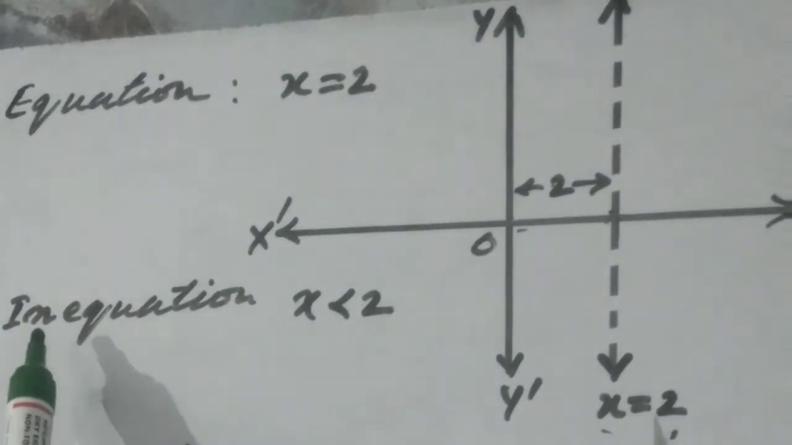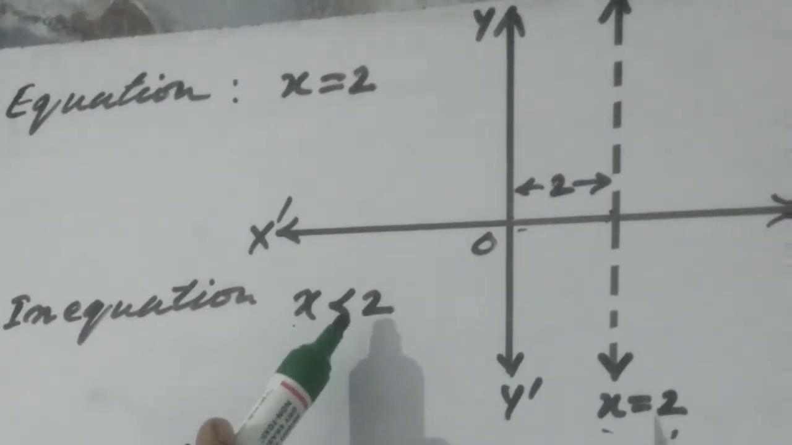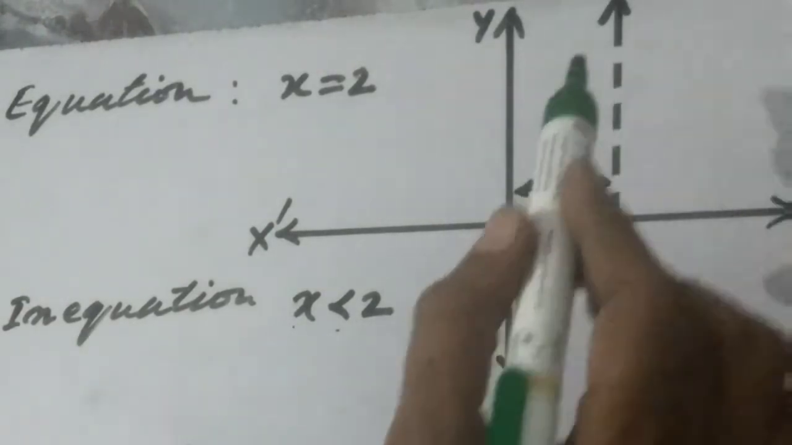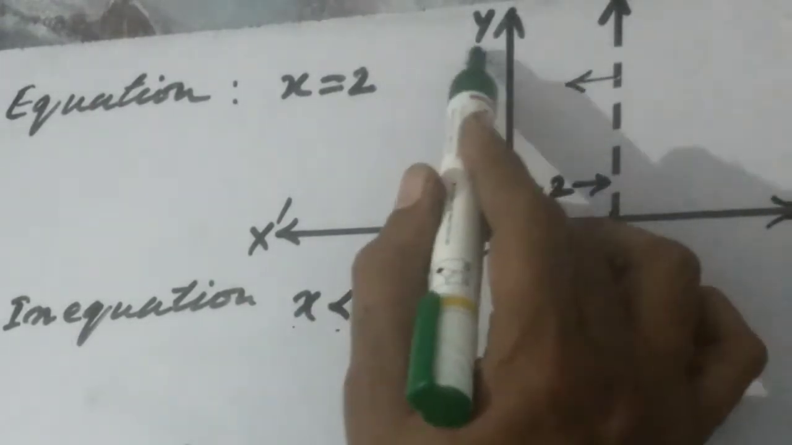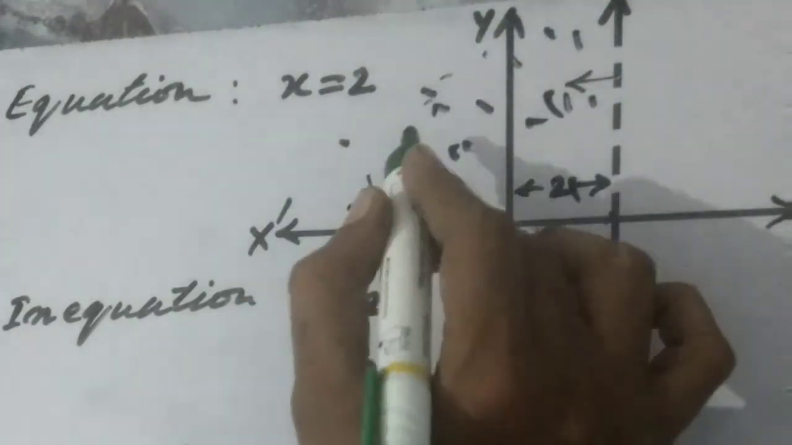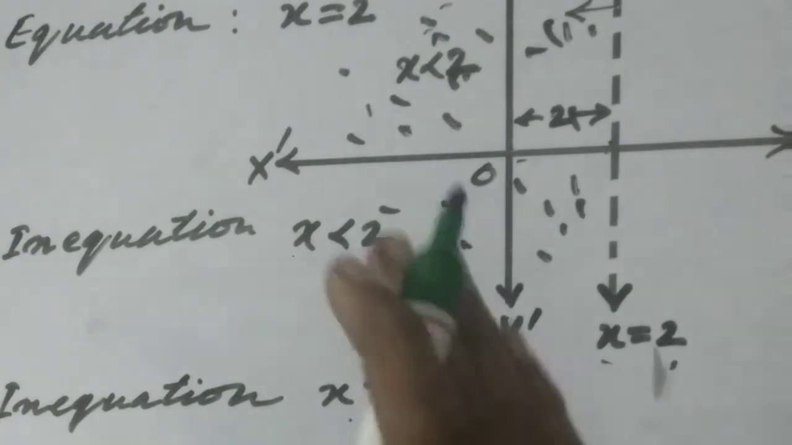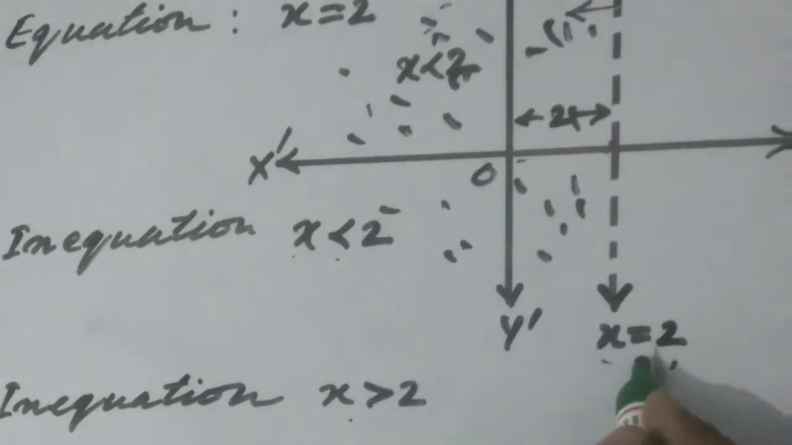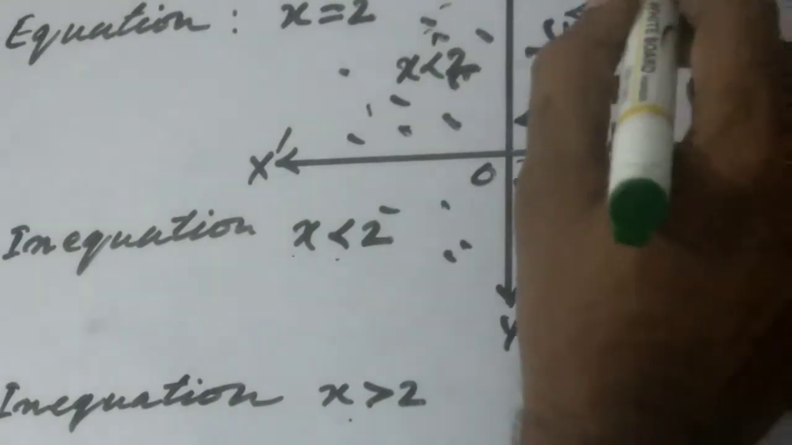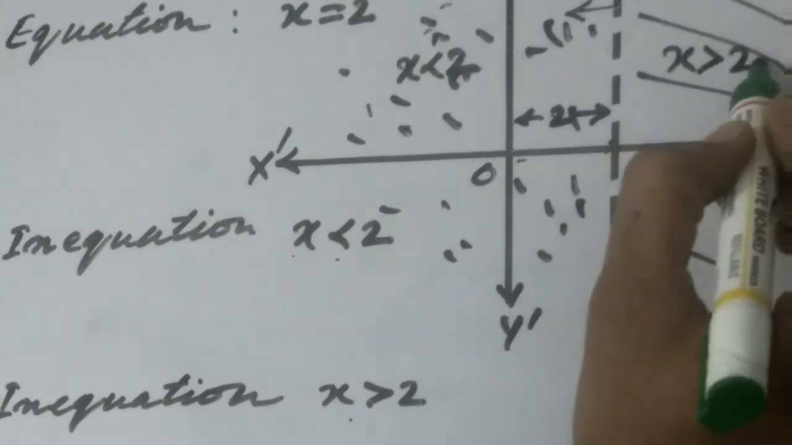Now let us talk about the inequation x is less than 2. So x is less than 2 represents the plane region on the left hand side of the line x is equal to 2. This whole region on the left hand side of x is equal to 2 is represented by the inequation x is less than 2. On the other hand, the inequation x is greater than 2 is the region on the right hand side of the straight line x is equal to 2. This region on the right hand side is represented by x is greater than 2.